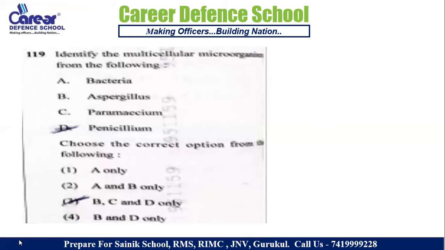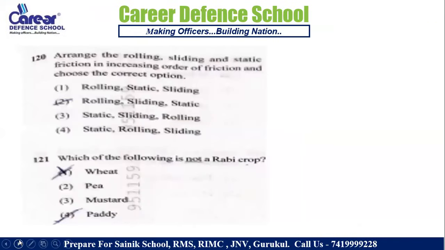So it's your 120 question. Arrange the following: rolling, sliding and static friction, in increasing order of friction, and choose the correct option. Option number 3: static, then sliding, then rolling. These are the correct increasing order. Static friction, sliding friction, rolling friction. So option 3 is the correct answer for this question.